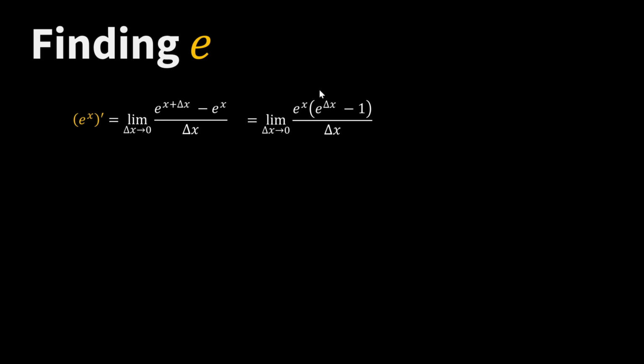This means we can factor out e to the power of x. Now e to the power of x doesn't depend on delta x, so we can factor it out of the limit. Now we're almost there. The derivative of e to the power of x is actually e to the power of x. This, however, is only true if this expression here is 1. This means we have to find a value for e that makes this term 1.